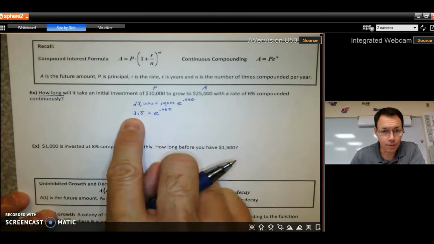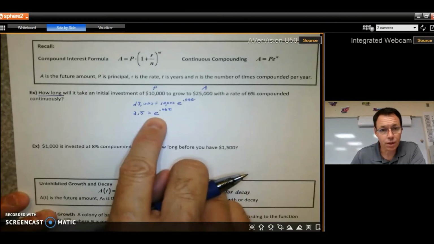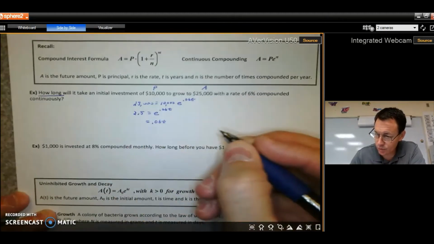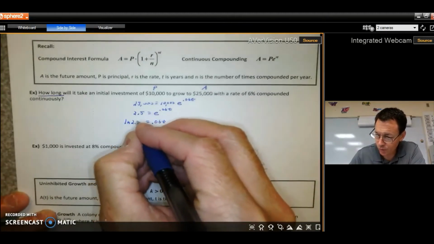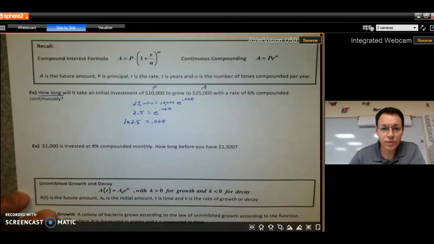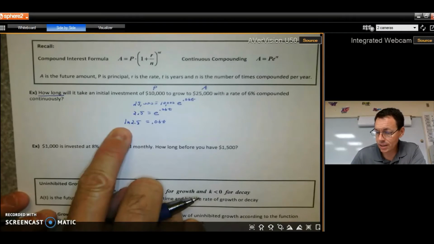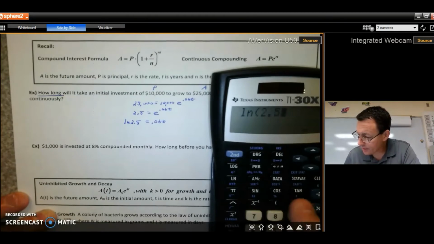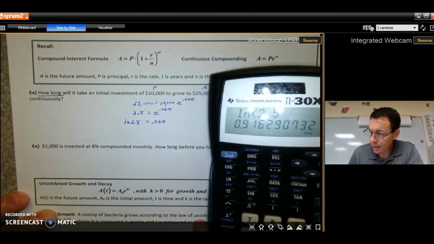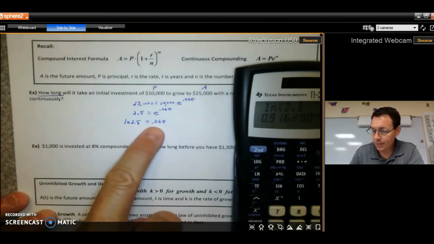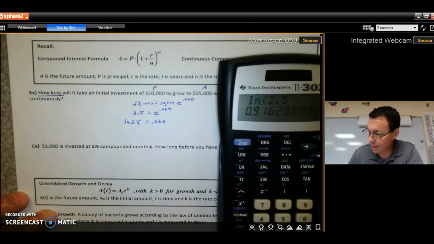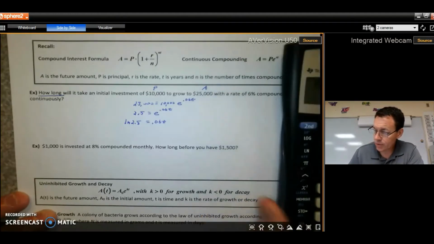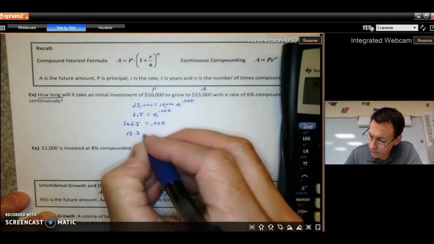So I can rewrite this as a logarithm. This is a base e, so this is going to be a natural log. 0.06t is equal to the natural log of 2.5. Now this is a calculator problem. We're just going to take the natural log of 2.5, and then we're going to divide that by the 0.06 that's multiplying our t to get the t by itself. So we divide by 0.06, and I get 15.3. So 15.3 equals t.